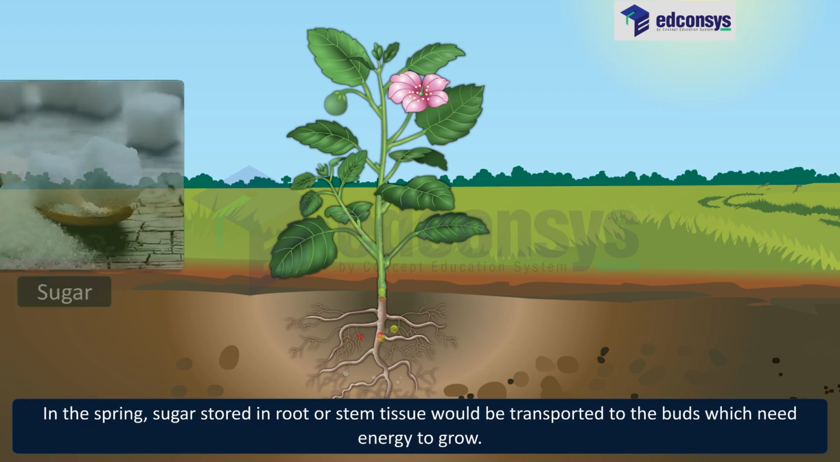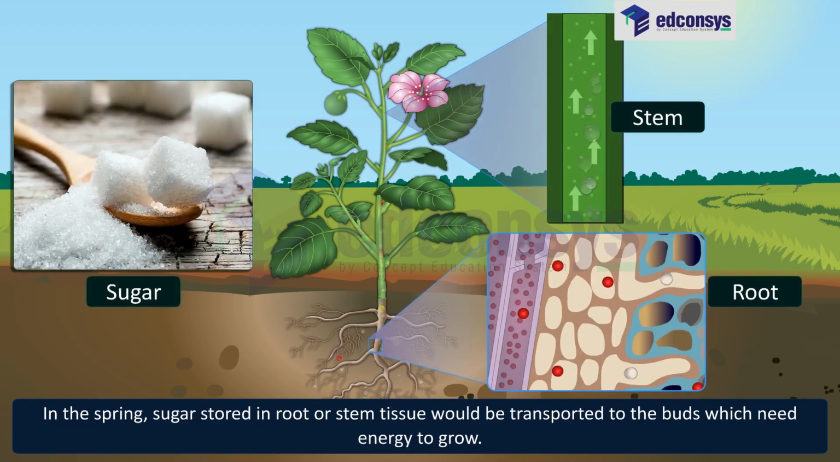For example, in the spring, sugar stored in root or stem tissue would be transported to the buds, which need energy to grow.